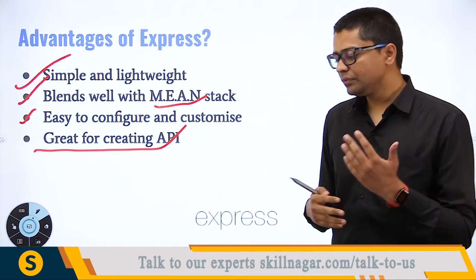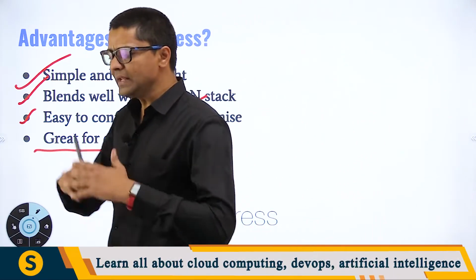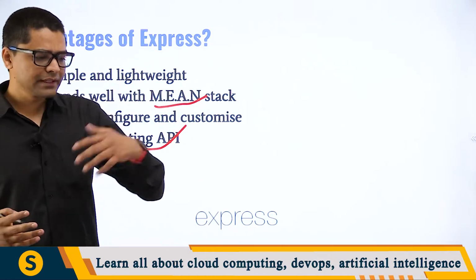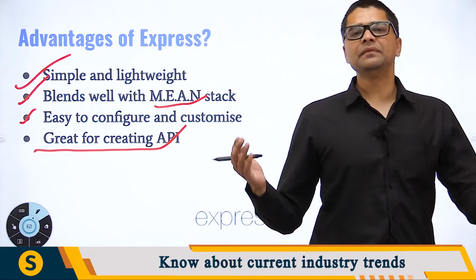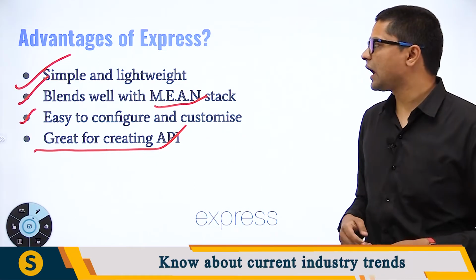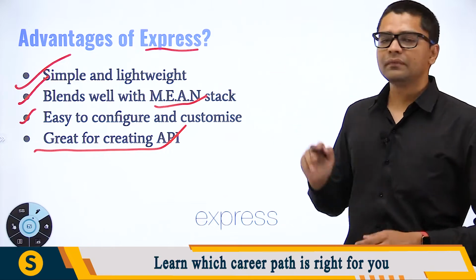Because when you want to simply create APIs, there are so many things involved. You're using different kinds of tools, different kinds of platforms, and if you want to integrate them, it gets very, very hectic. But if we start with Express, it gets very easy.